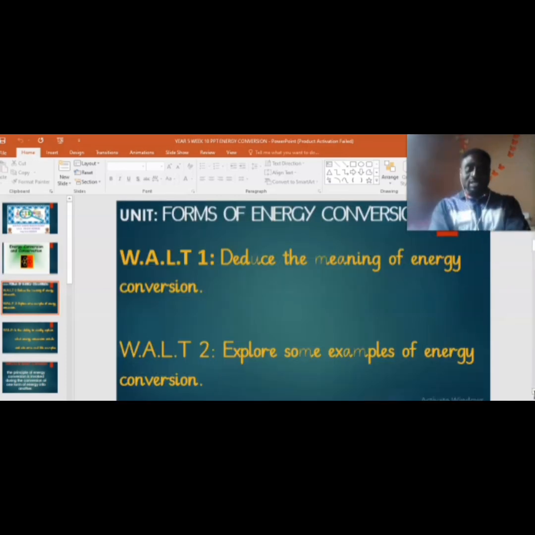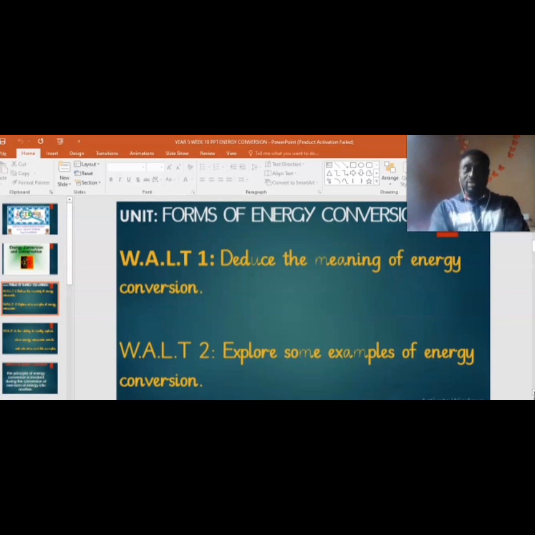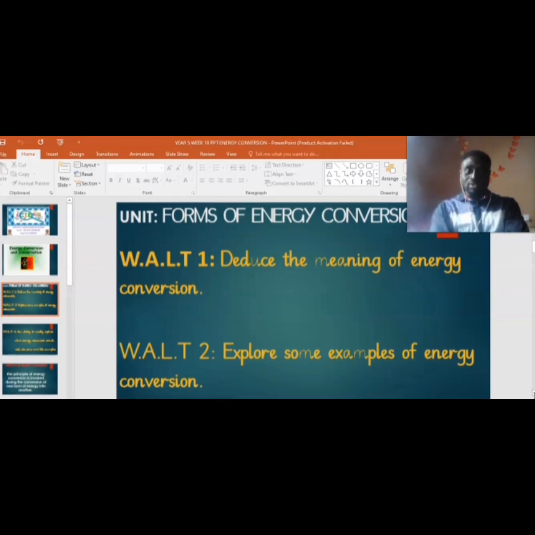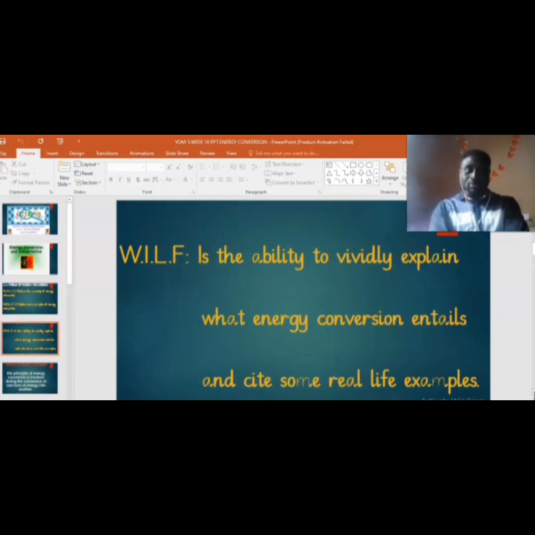We're going to be looking at different forms of energy as treated in the last class, and we're going to be making reference to them to further on this lesson. So today we are learning to deduce the meaning of energy conversion, and we're learning to explore some examples of energy conversion. Let's look at the wheel. What I'm looking for is the ability to vividly explain what energy conversion entails and cite some real life examples.